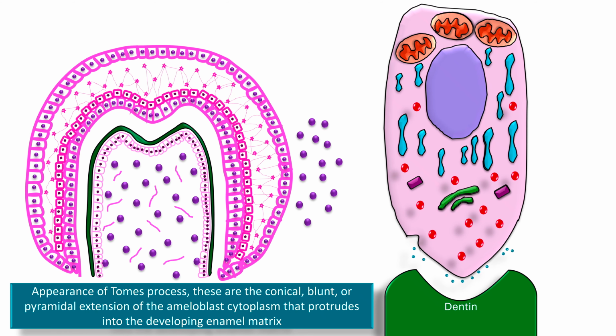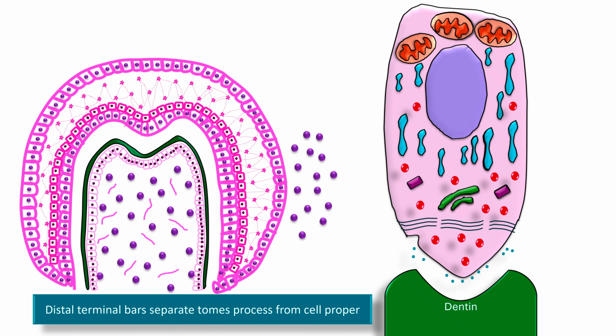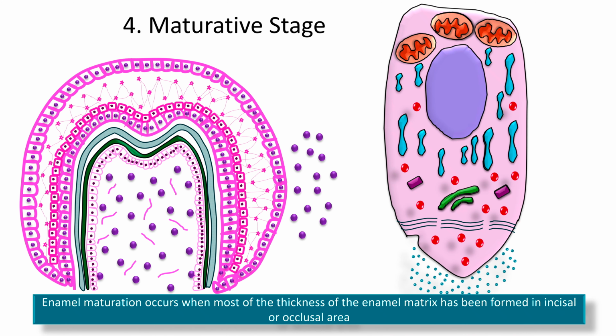Then appearance of Sturm's process. These are the conical, blunt or pyramidal extensions of ameloblast cytoplasm that protrude into the developing enamel matrix. Then there are distal terminal bars which separate Sturm's process from the cell proper. Coming to the maturative stage, enamel maturation occurs when most of the thickness of enamel matrix is formed in the incisal or occlusal area.